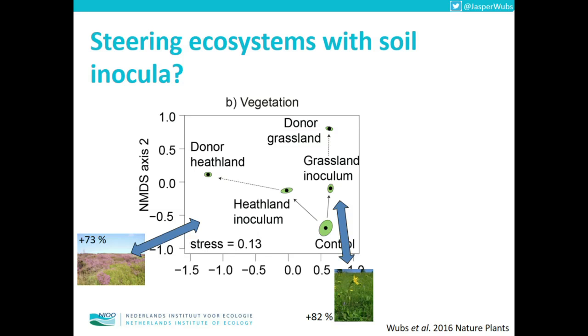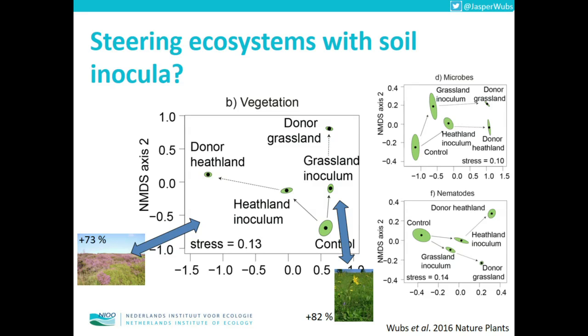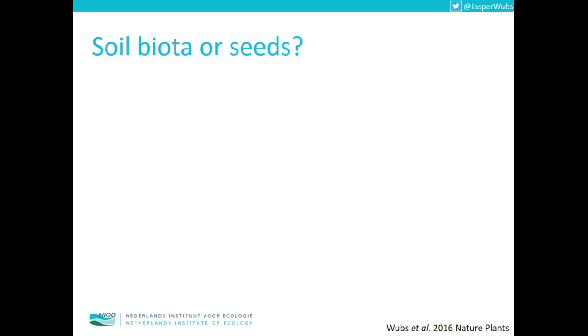Now, we also looked below ground, so we investigated the microbes, and we also investigated the nematodes. You see the microbes on the top and the nematodes at the bottom, and you basically see the same pattern. The control plots are on the left, the two donor sites are on the right, and they're well separated, and the inoculated areas are shifting in the direction of both of the donor communities. Now, you're probably asking the same: is this not all due to the plant seeds that you're also inoculating with your soil?